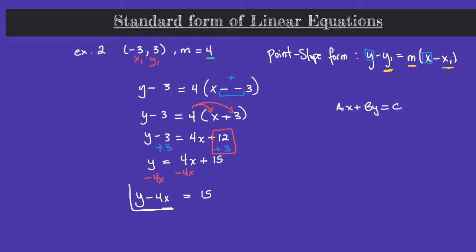And so we've reached our goal for our standard form. Our y minus 4x equal to 15 is our standard form of a linear equation whose point is negative 3, 3, and whose slope is 4. Final example.